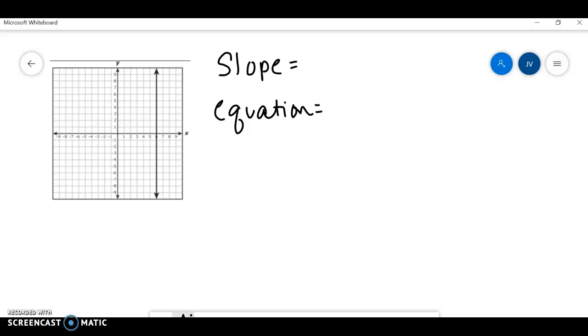For slope, some of you guys said zero slope, but if we had zero slope, that would mean that there's no slope and it's flat like the ground. That's a line that has zero slope. So a line that is vertical, which is up and down, is considered undefined.